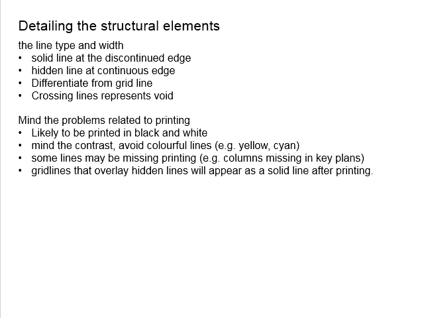Next, the hidden line needs to be differentiated from the grid line. Normally, the grid line will use the line representing the center line. It is not a hidden line. This is to prevent the confusion that the grid line is also a hidden line. And in the case that there is some void, you will need to indicate the cross line, a similar concept to what you adopt for the structural key plan.